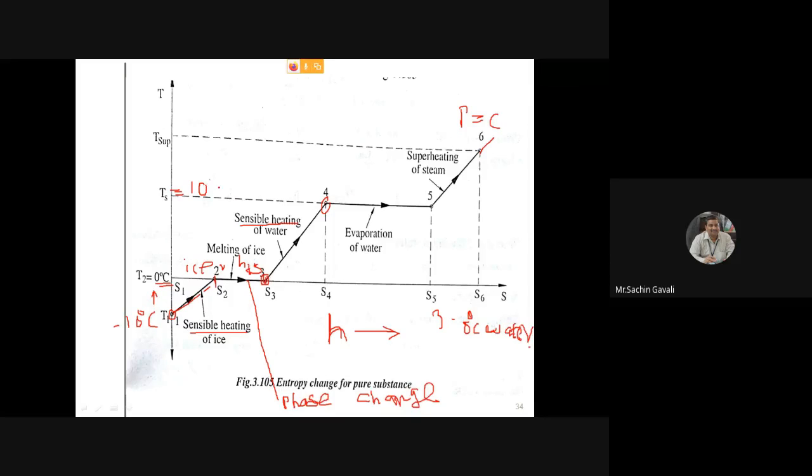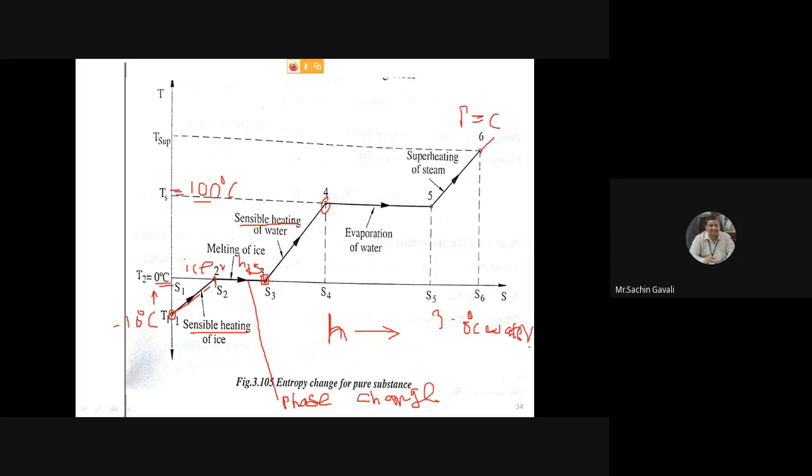What is saturation temperature? Yes, I am getting the answer: 100 degree Celsius. Okay, good. So this is going to be 100 degree Celsius.